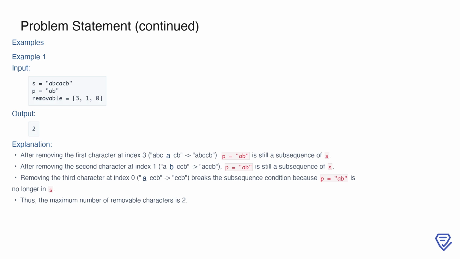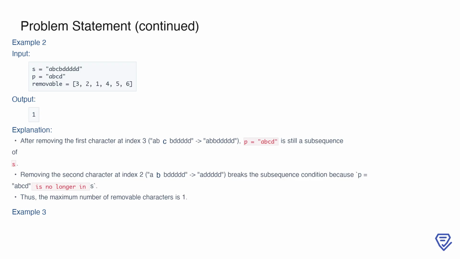Suppose s is equal to abcacb, p is ab, and the removable array is 3, 1, 0. We start by removing characters in the order specified by removable. First, we remove the character at index 3, which modifies s from abcacb to abcb. Here, p equals ab is still a valid subsequence. Next, we remove the character at index 1, changing s to acb. Again, p equals ab remains a subsequence. However, if we remove the character at index 0, s becomes cb, and now p equals ab is no longer a subsequence. Therefore, the maximum number of removable characters in this example is 2.